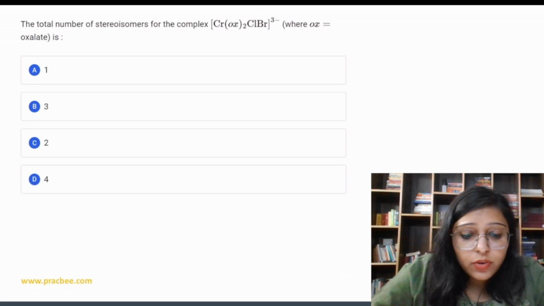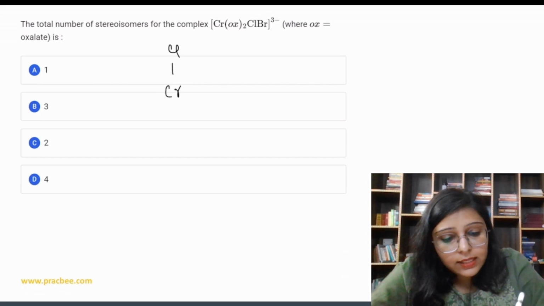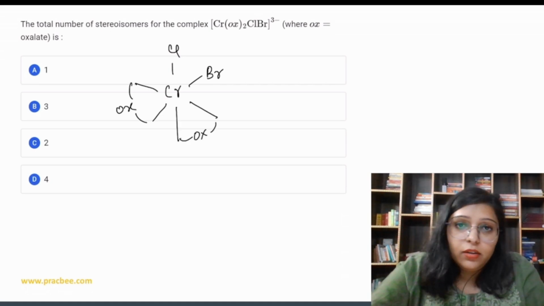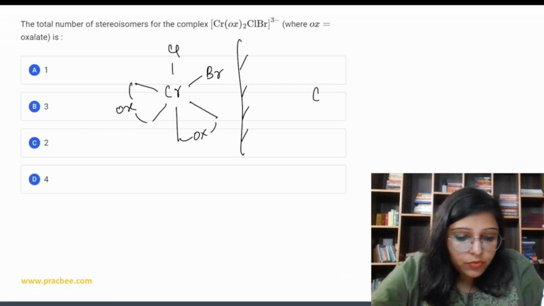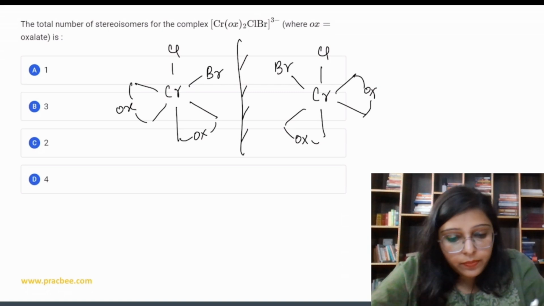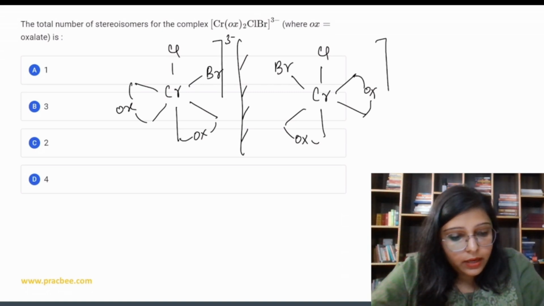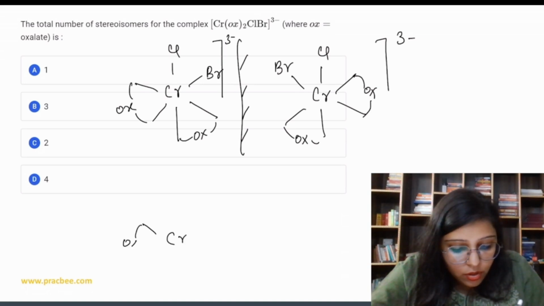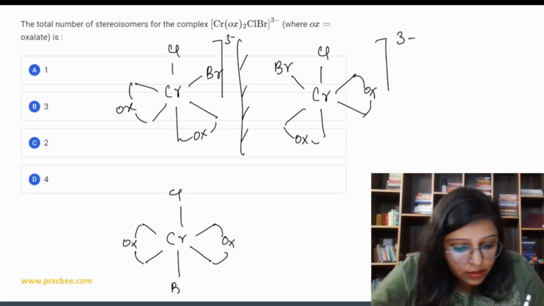Total number of stereoisomers for this complex. So see, Cr, Cl, Br and oxalato. Oxalato is again bidentate. So we can have the mirror image of this one: Cl, Br, oxalato, and here oxalato. Clear? Total 3 minus and here total 3 minus. Now we can have this form also: oxalato, and this is Cl and this is Br.